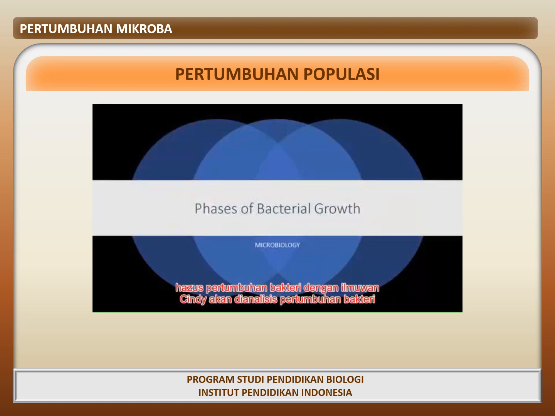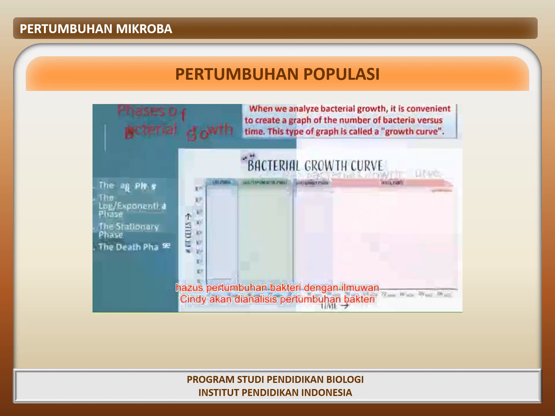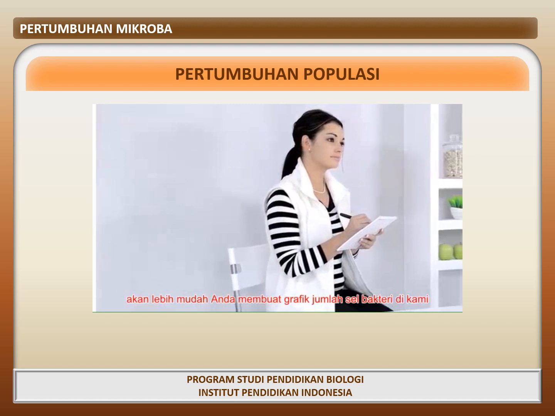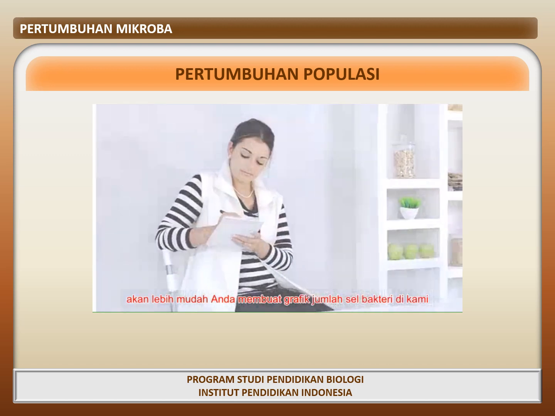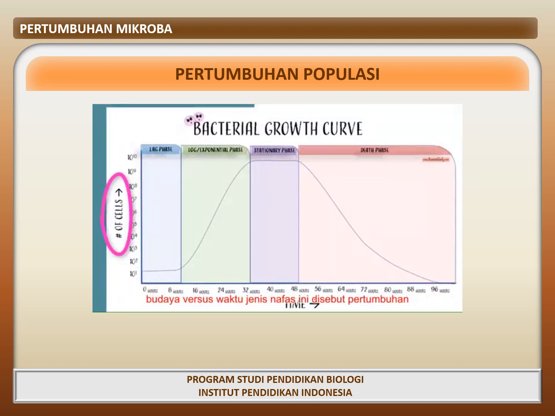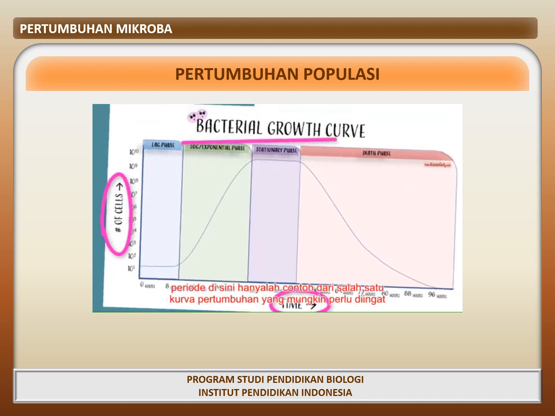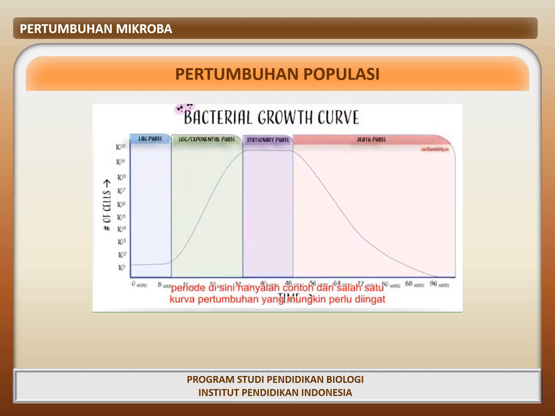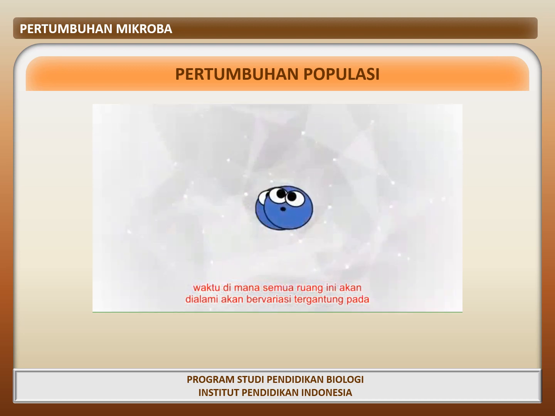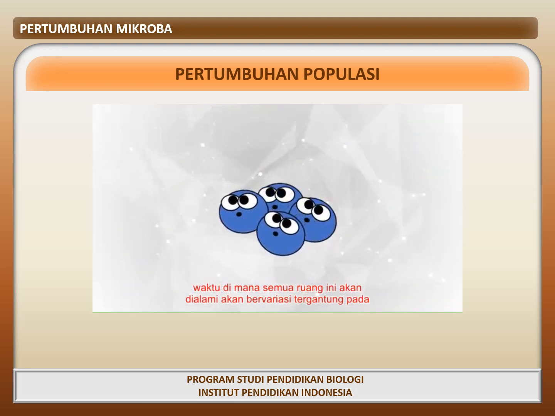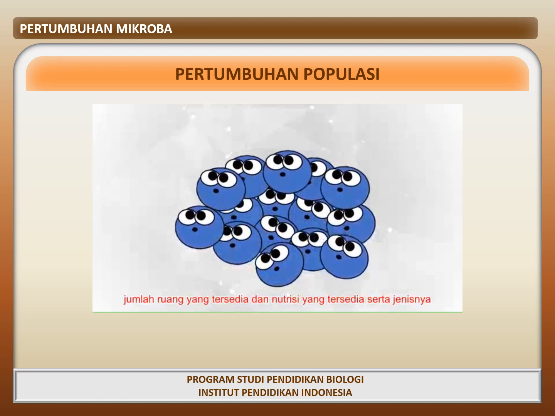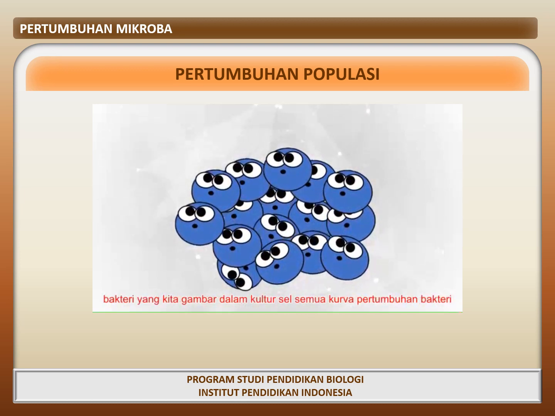Phases of bacterial growth with scientist Cindy. When we analyze bacterial growth, it is convenient to create a graph of the number of bacterial cells in our culture versus time. This type of graph is called a growth curve. Here is just an example of one possible growth curve. Keep in mind that the time in which all of these phases will be experienced will vary depending on the amount of available space and available nutrition and the type of bacteria we are growing in the cell culture.